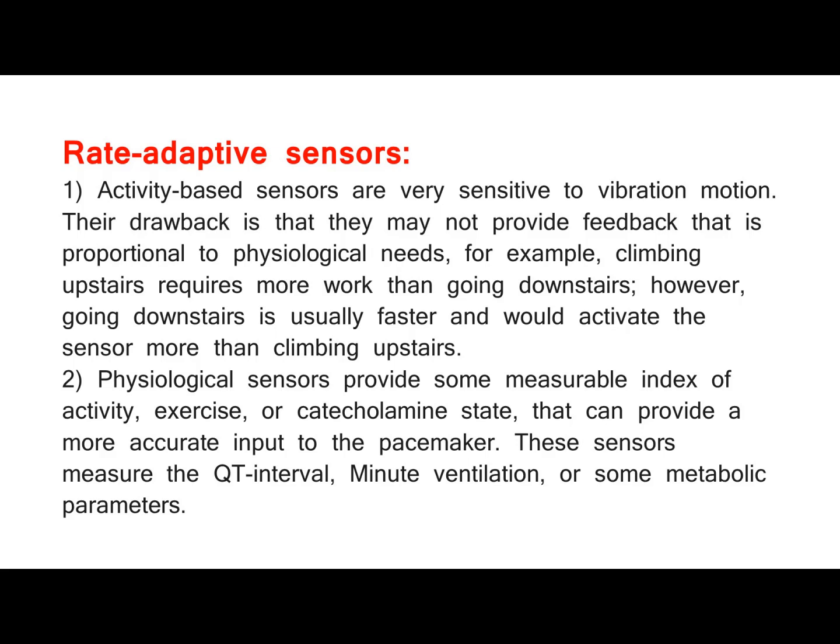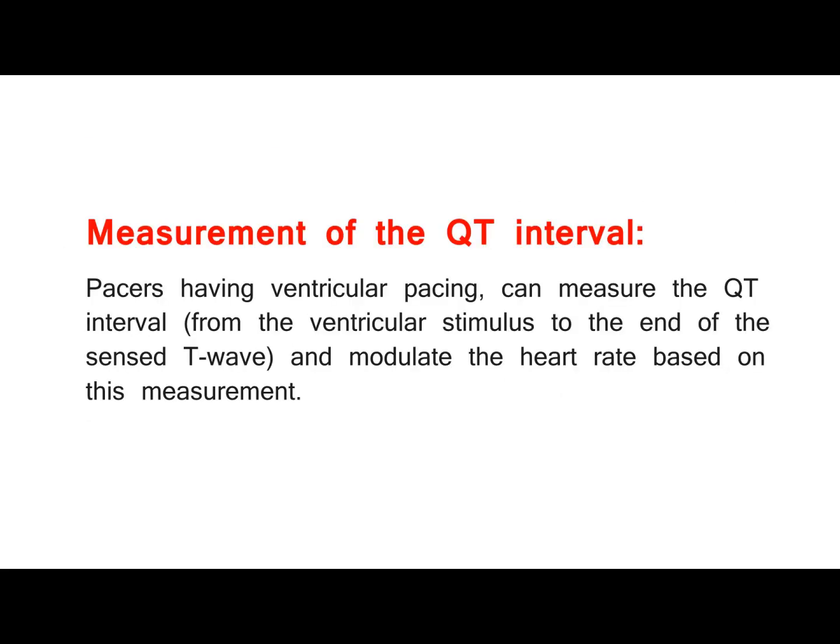2. Physiological sensors provide some measurable index of activity, exercise, or catecholamine state, that can provide a more accurate input to the pacemaker. These sensors measure the QT interval, minute ventilation, or some metabolic parameters. Measurement of the QT interval. Pacers having ventricular pacing can measure the QT interval from the ventricular stimulus to the end of the sensed T wave, and modulate the heart rate based on this measurement.